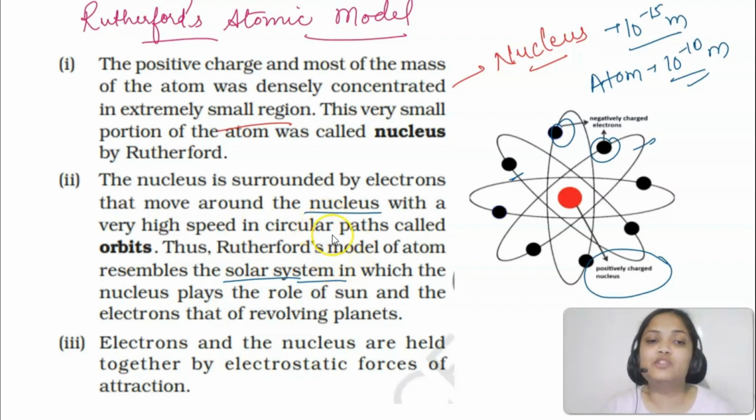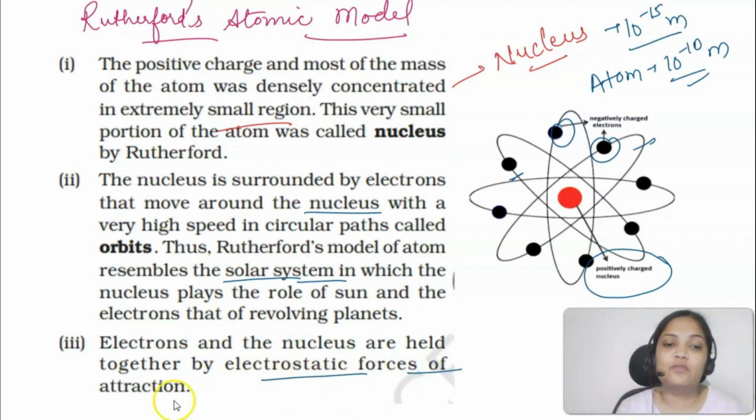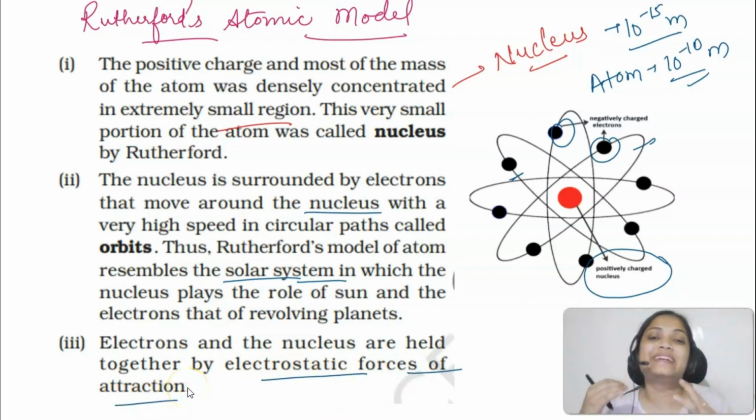And then he said कि जो electrons और nucleus है, अब उनको कोई रोक के भी तो रखना चाहिए एक साथ. So they are held together by electrostatic forces of attraction. मतलब the forces that exist between positive and negative charges, those are the electrostatic forces, right? So that was Rutherford's atomic model.